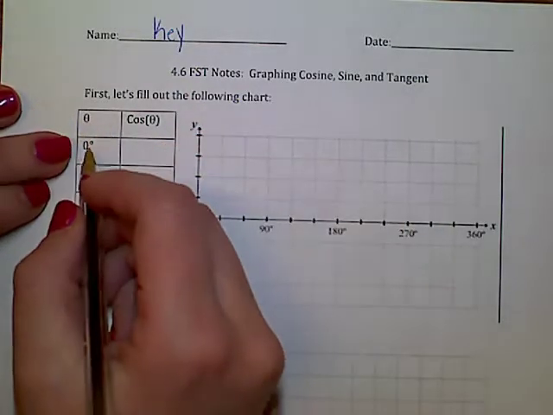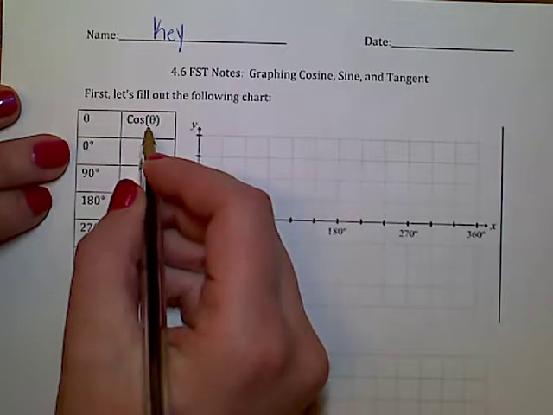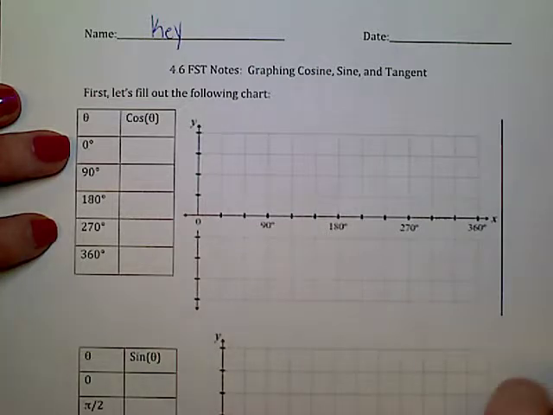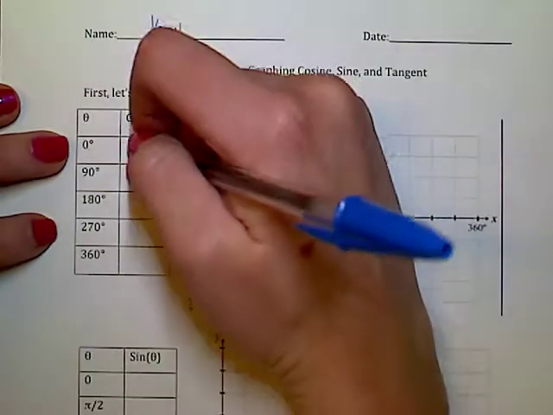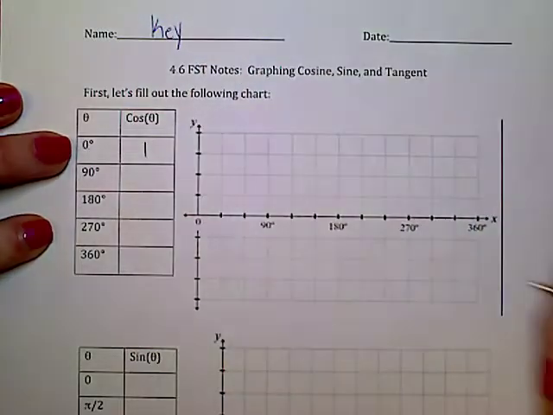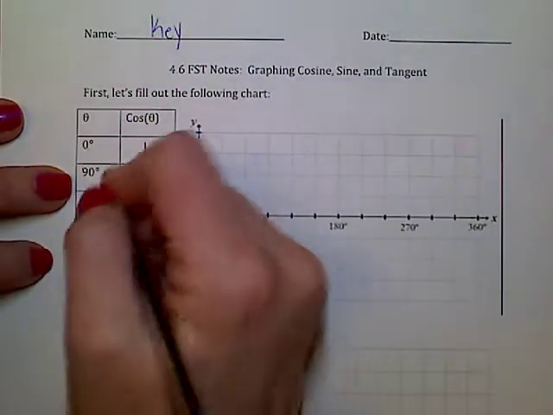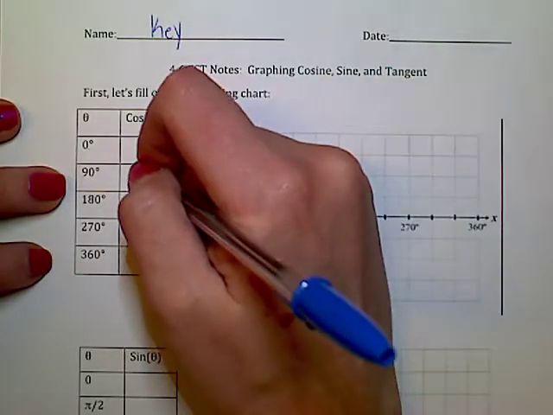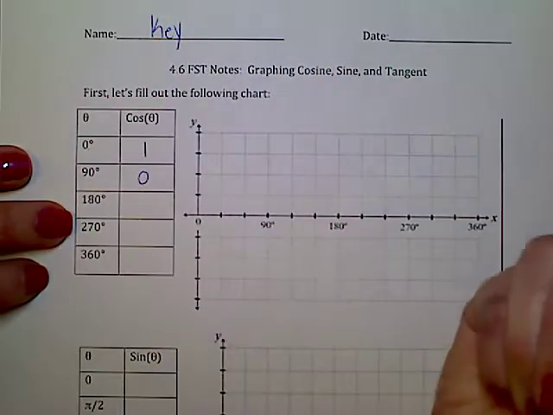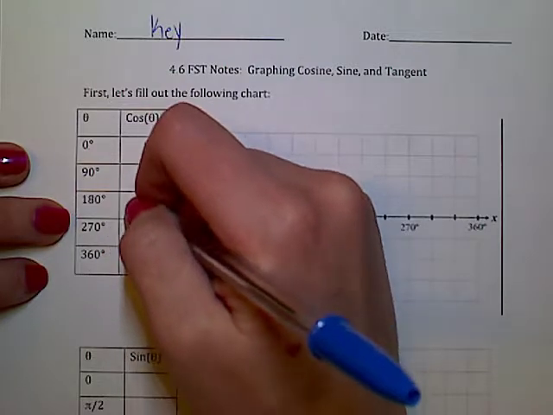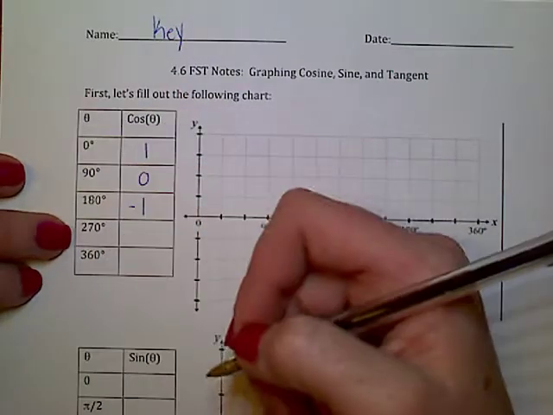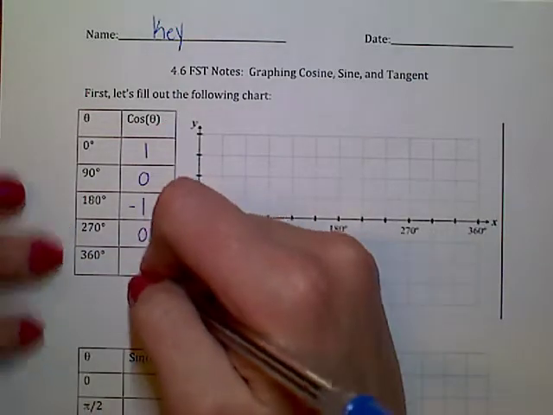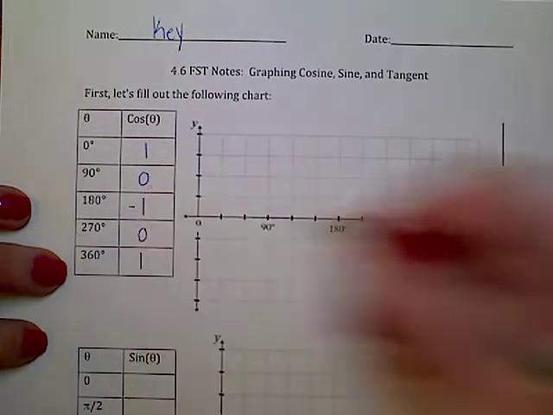So theta, if theta is 0 degrees, what's cosine of theta? So what's cosine of 0 degrees? So what's your x coordinate at 0 degrees on the unit circle? Well, it's 1. Cosine of 90 degrees, so what's the x coordinate at 90 degrees? That's 0. Cosine of 180 is -1. Cosine of 270 is 0. And cosine of 360 is back to 1.